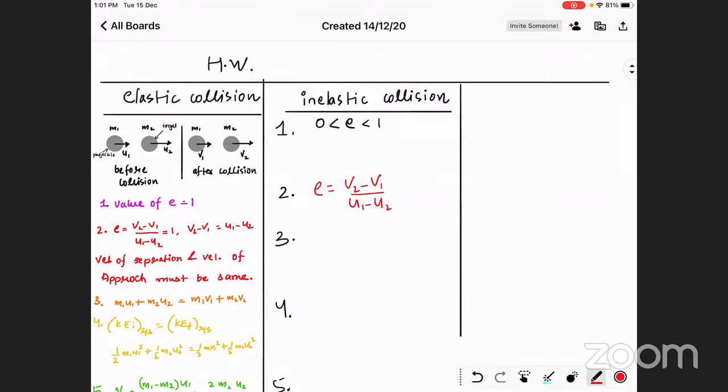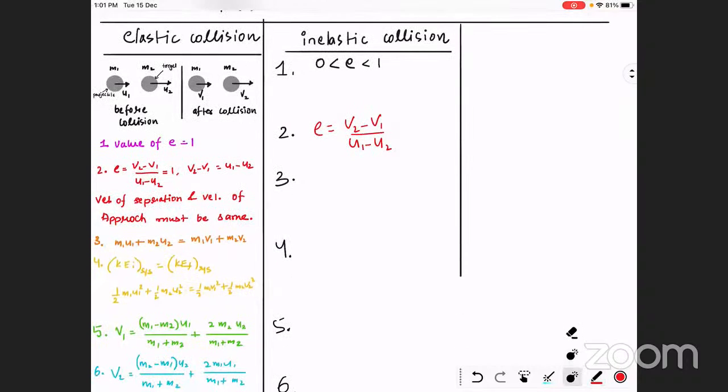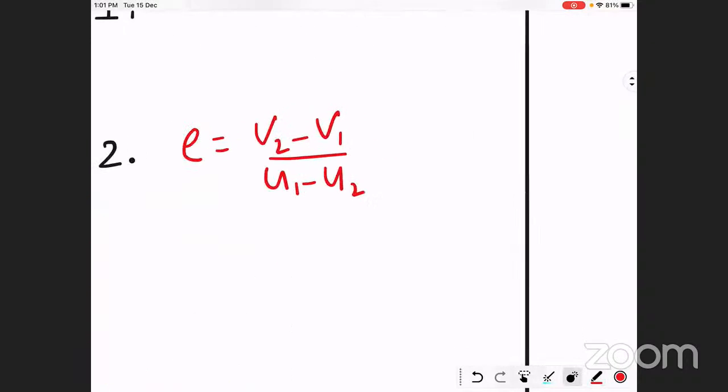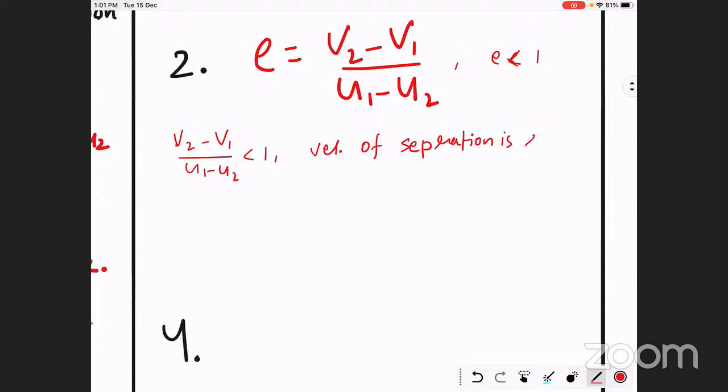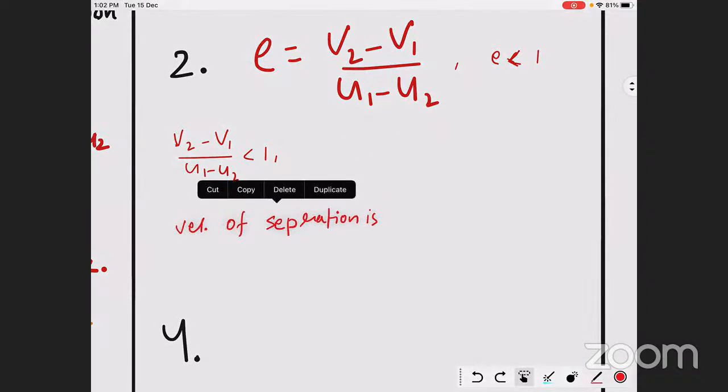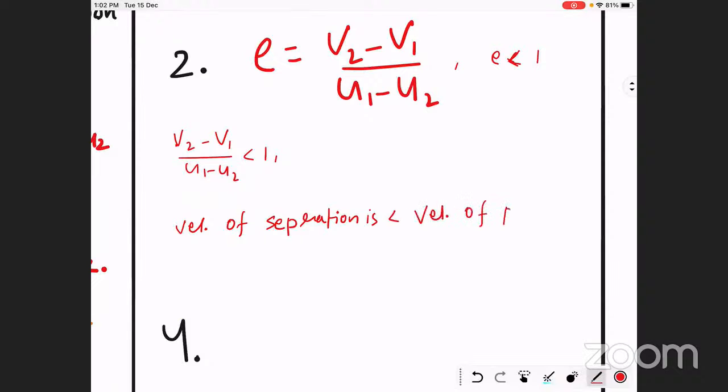So because e is less than 1, that's why we can say the velocity of separation is less than velocity of approach. Can I say that? This is e and e is less than 1. It means v2 minus v1 upon u1 minus u2 is also less than 1. Means velocity of separation is less than velocity of approach. Am I right? Understood this? Yes, sir. Less than velocity of approach.